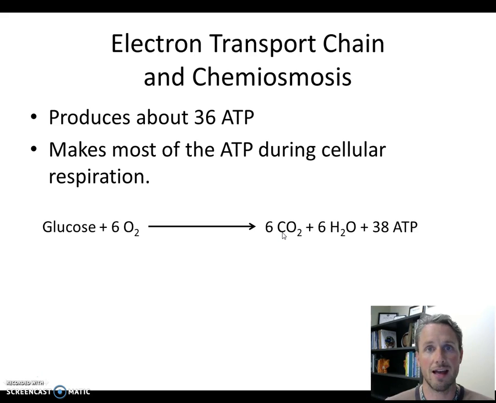We also got all those NADH and FADH2s. We brought those to the electron transport chain, made the hydrogen ion gradient, and then combined the electrons with oxygen to make water. Then we let the hydrogen ions flow back through ATP synthase into the matrix, and we make most of these 38 ATP. We make 36 of those ATP during the electron transport chain and chemiosmosis.